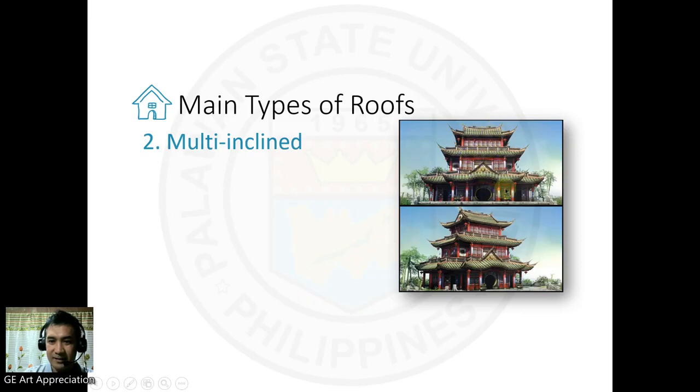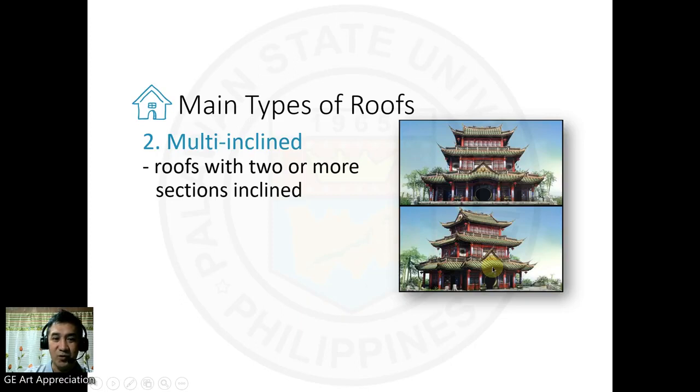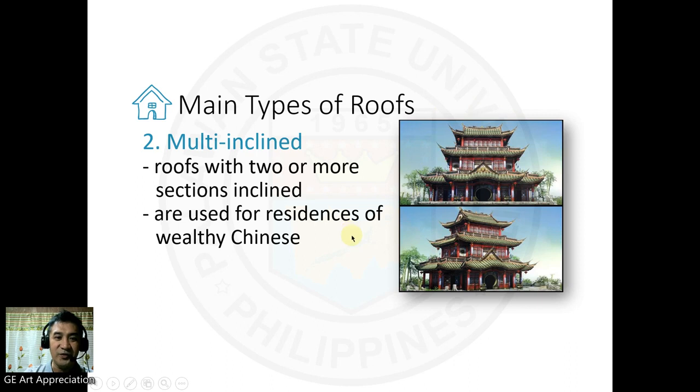Okay. All right. Roofs with two or more sections inclined. Okay. They are used for residences of wealthy Chinese. Okay. So, ano lang siya? Roofs with two or more sections inclined. Wala pa siyang mga roof guards.